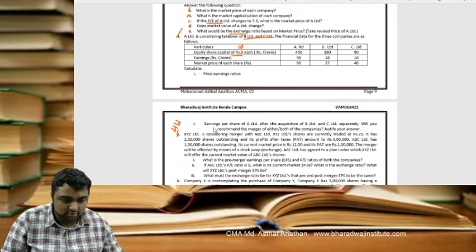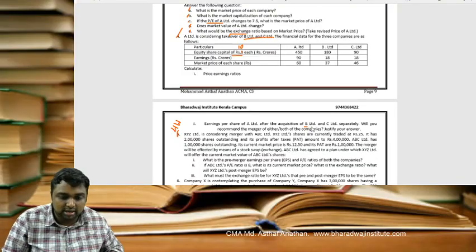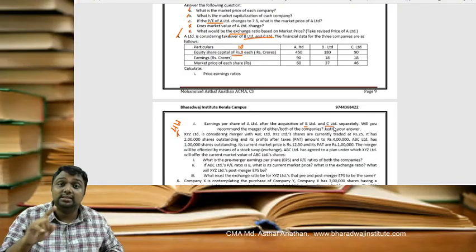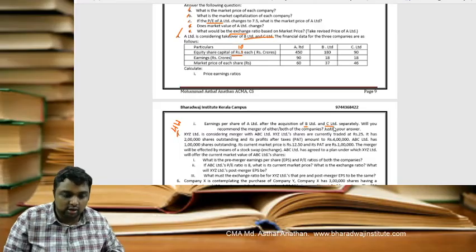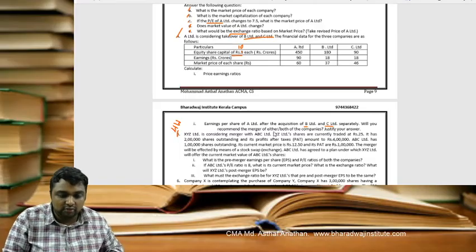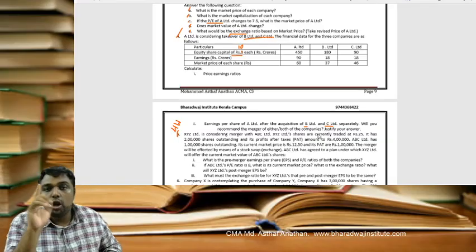Now what is next? Earning per share of A Limited after acquisition of B Limited and C Limited separately. Separately means first A alone with B, next A alone with C. Will you recommend merger of either of the two companies? Justify your answer.